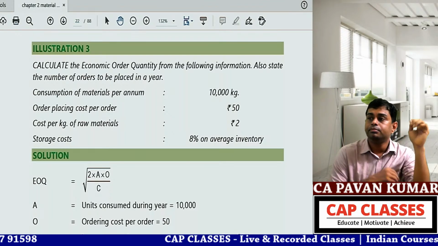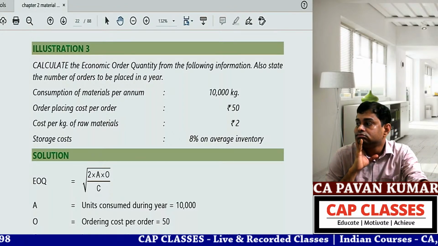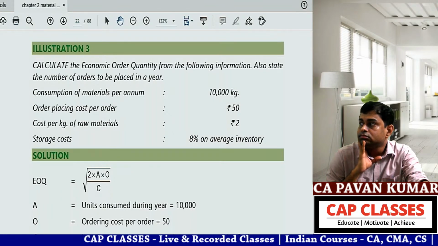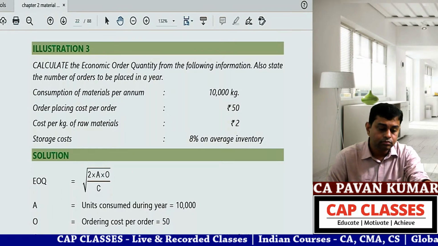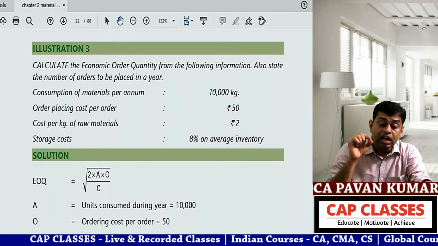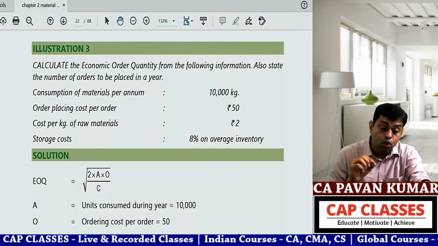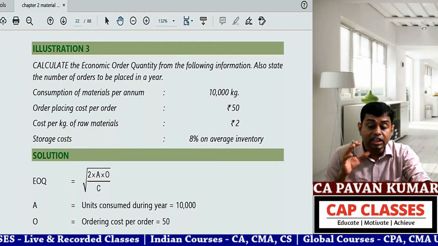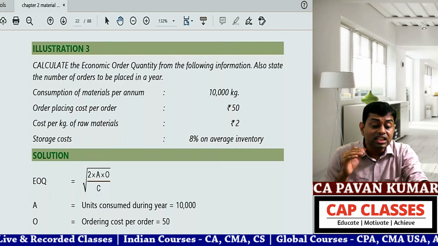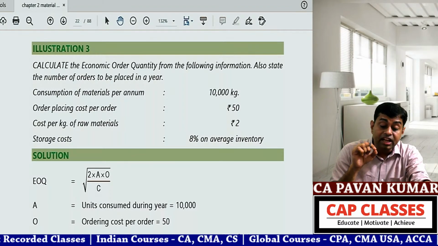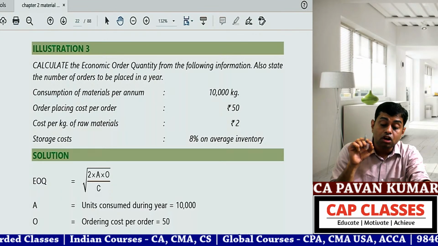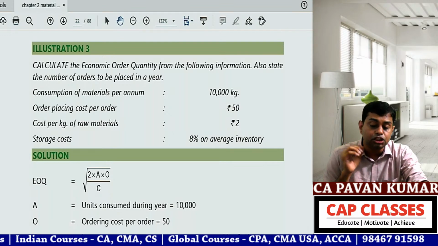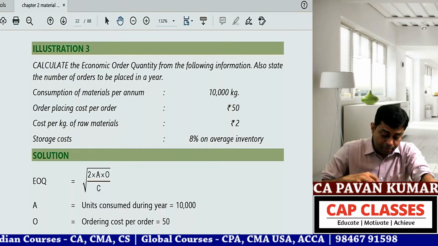Look at problem number 3. Calculate the economic order quantity from the following information. Also, state the number of orders to be placed in a year. Consumption of materials per annum 10,000 kgs. Order placing cost per order 50 rupees. Cost per kg of raw materials rupees 2. Storage cost is equal to 8% on average inventory. Okay, write down problem number 3.